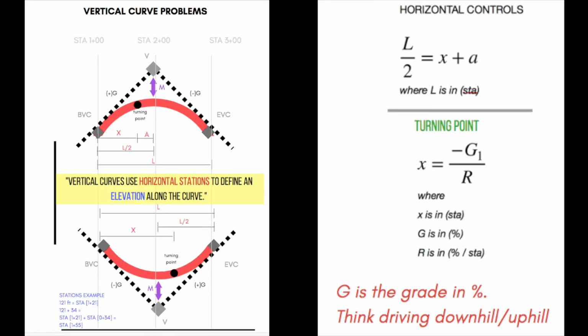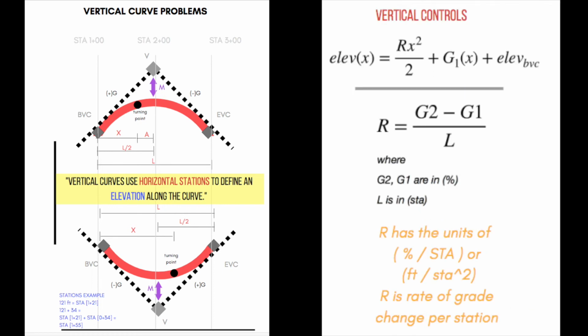Okay, so L over 2 is equal to basically X plus A, defined by the location of the turning point. And we can also define the turning point in terms of G1, and that's just negative G1 over R. G is in percent, R is in percent per station. And basically, R can be defined as G2 minus G1 over L, which is basically the arc length in stations.